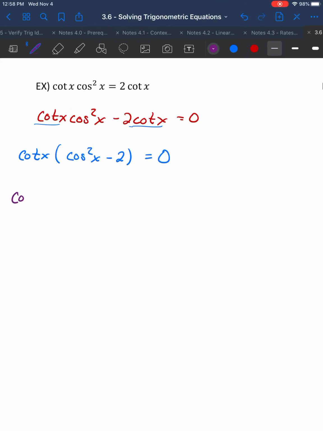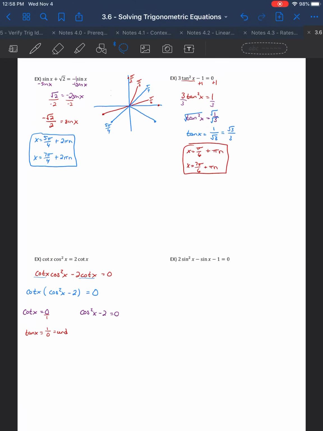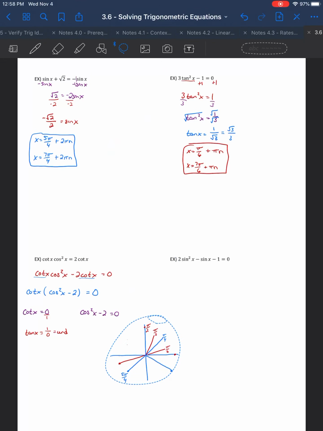How this works to my advantage is now I've separated the two trig functions and I can treat them like two different problems. So I'm going to set cotangent of x equal to 0, and I'm going to set cosine squared x minus 2 equal to 0, and I'm going to solve them separately. Cotangent is not something that we have memorized from our unit circle. However, we should have its reciprocal memorized. So if cotangent is equal to 0, its reciprocal tangent would be 1 over 0, which is undefined.